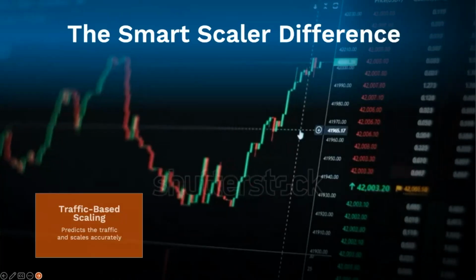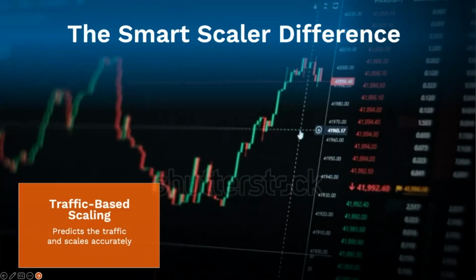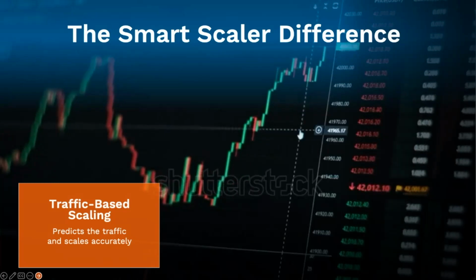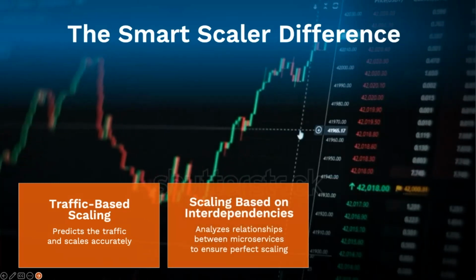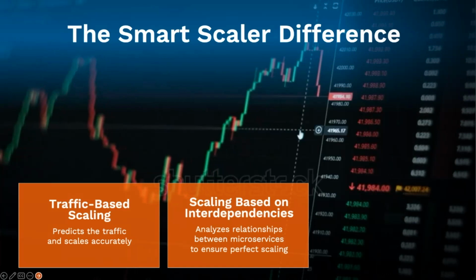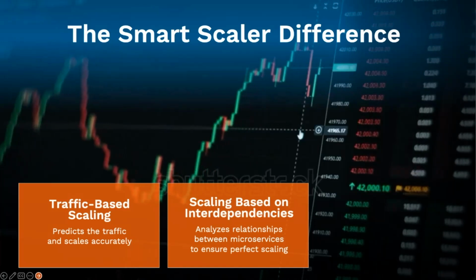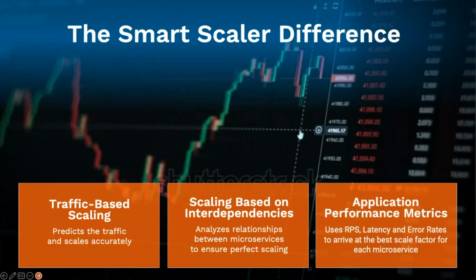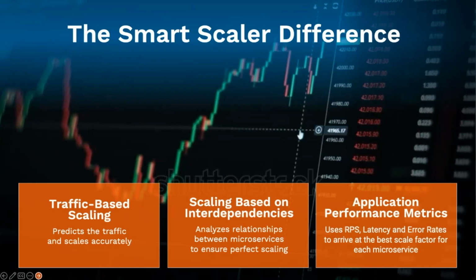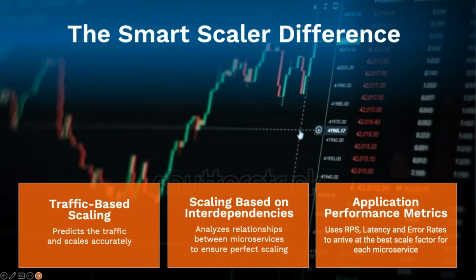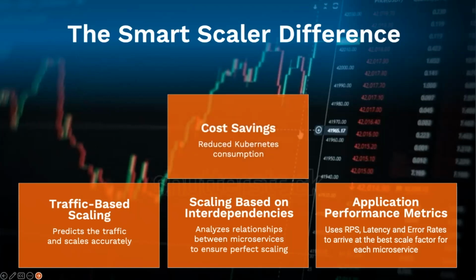The SmartScaler difference? SmartScaler is able to predict the traffic and scale accurately. SmartScaler analyzes relationships between microservices to ensure perfect scaling. And SmartScaler uses RPS, latency, and error rates to arrive at the best scale factor for each microservice. And that leads to cost savings due to reduced Kubernetes consumption.